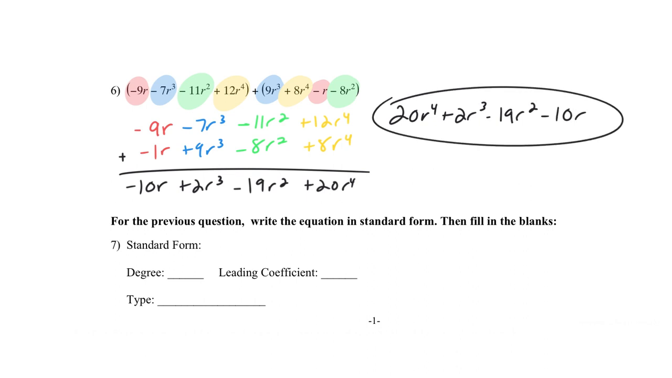And then that answer is what I'm using down below. So I'm taking that 20r to the 4th plus 2r cubed minus 19r squared minus 10r. My degree here is the biggest exponent, so my degree is 4. My leading coefficient is the number in front of x, and that number is going to be 20. And then the type comes from the degree, and that's going to be quartic.